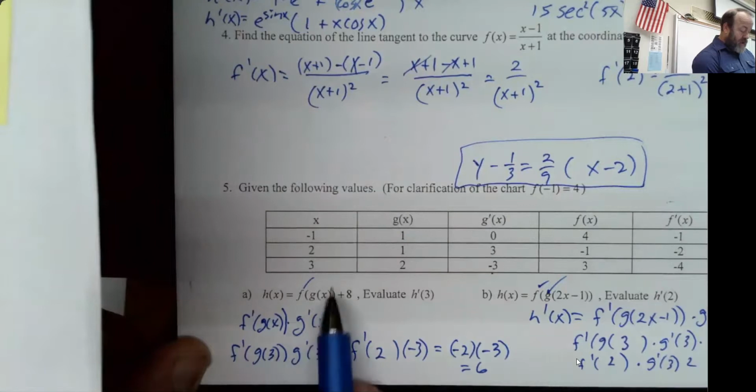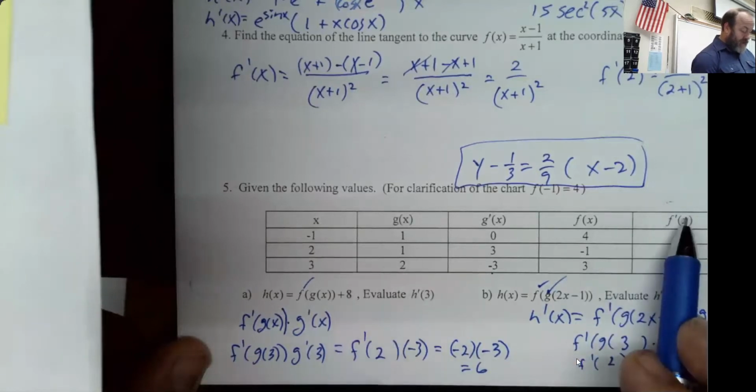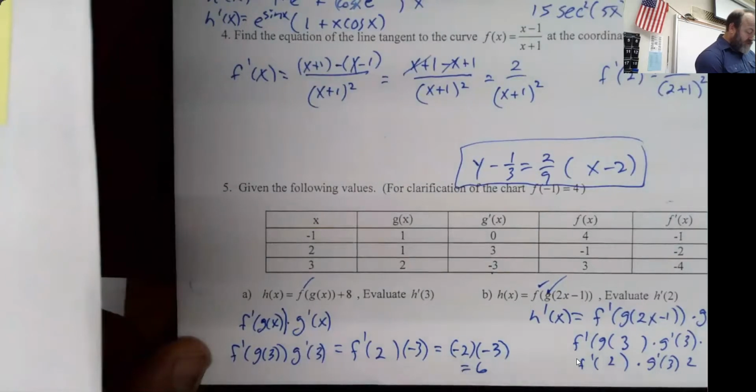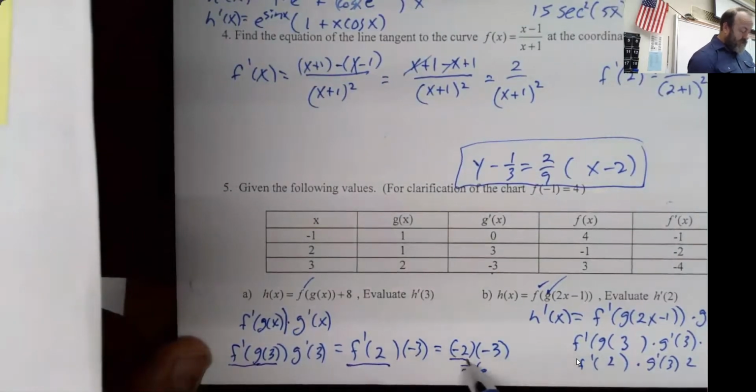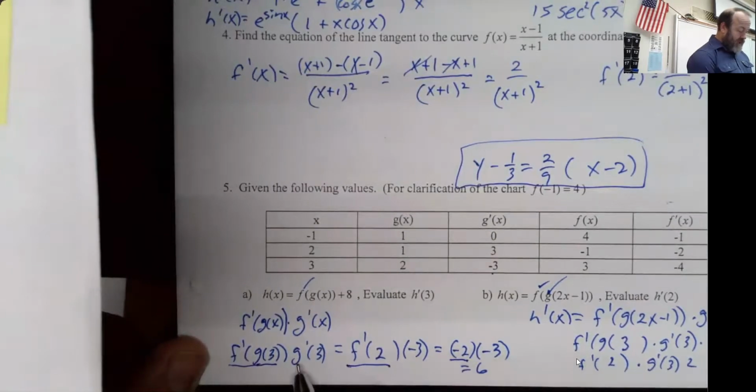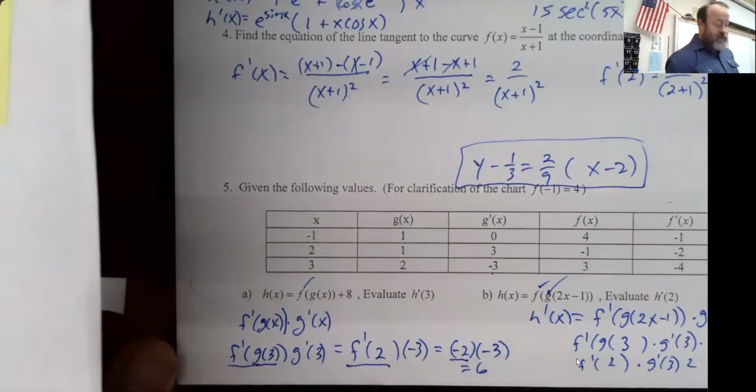And so g of 3 is 2. So this part is 2. And then later on over here, I need to find f prime of 2, which is negative 2. So this part right here becomes the negative 2. And then, of course, g prime of 3 sitting right here is negative 3. And we got a value of 6.